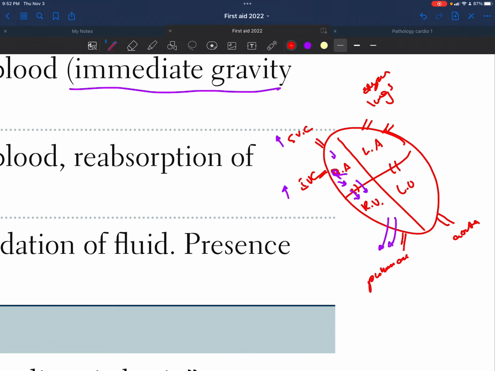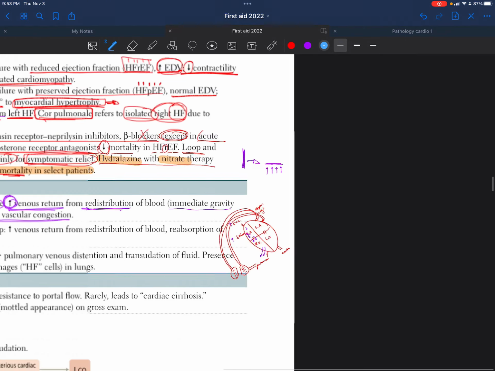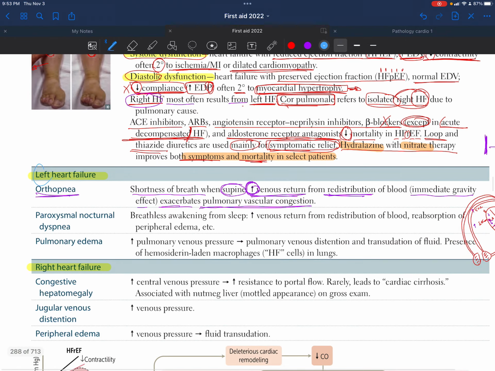So the pulmonary artery normally takes the blood into the lungs in order to oxygenate it. Okay, so we have two lungs over here. Oxygenation goes on fine, and after oxygenation is done, these lungs send their blood back into the pulmonary veins, which go to the left atrium. So if we have a problem, and this is something that we have here because we are talking about left heart failure.